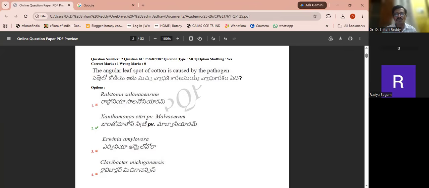And another is Xanthomonas citri PV malvacearum. What is PV here? Pathovariety, or pathogen variety. Since these bacteria are pathogens, each bacteria has some varieties also. For example, Xanthomonas citri PV citri, that means pathovariety citri. There is one more bacteria which causes citrus canker disease. So there are different types of diseases given in your textbook.